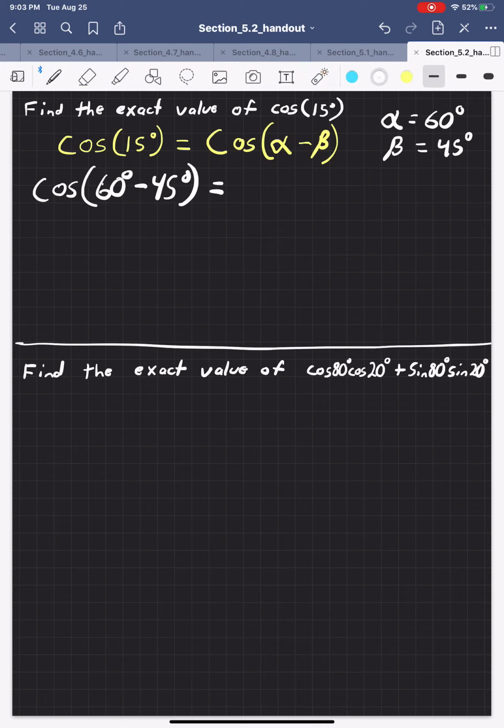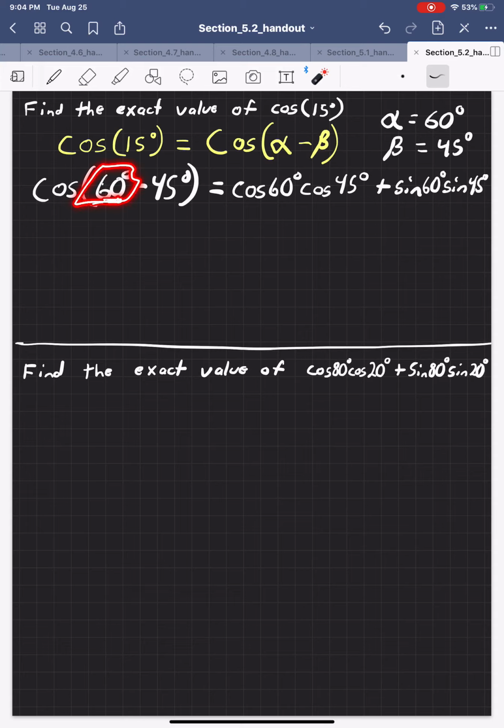All right, so let me go ahead and write it. So that's going to be cosine of alpha, that's 60 degrees, multiplied by cosine of beta plus sine of alpha, so sine of 60 times sine of beta. So if you allow alpha to be 60 and you allow beta to be 45, then you see I'm just plugging them into the formula.